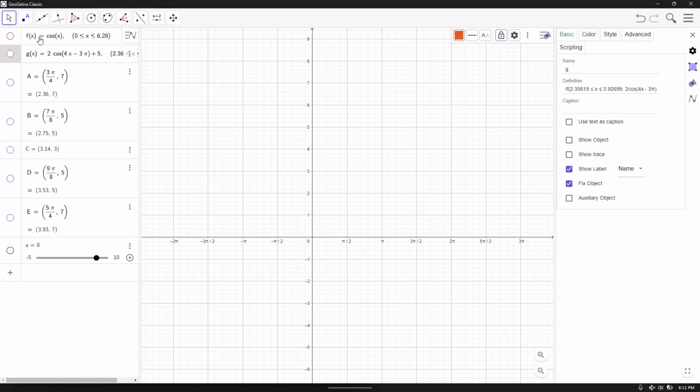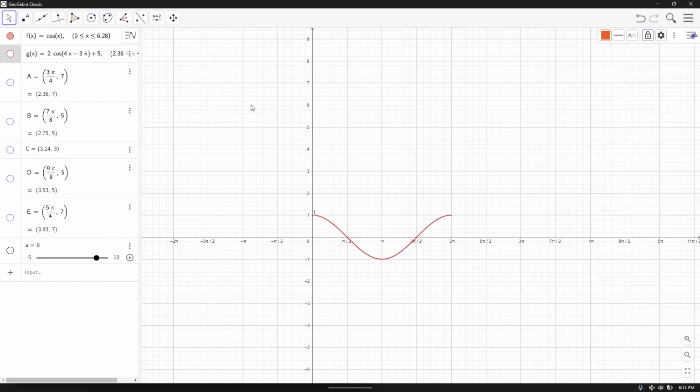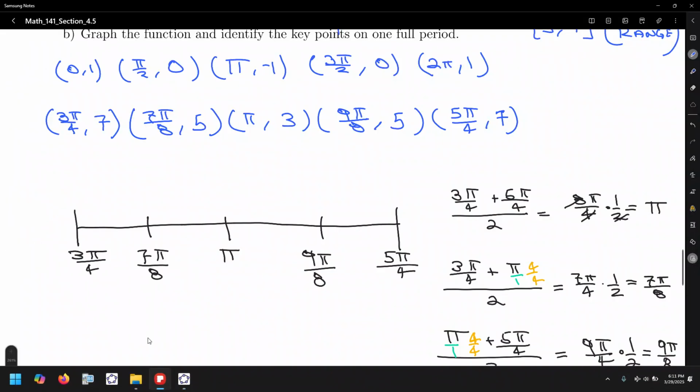So this time I plotted the graph of the cosine function, which is the parent function, but I didn't plot the key points. I think they're easy to see right here. I don't want to type them this time. Let me show you the graph of the function that we just plotted right here: 2 cosine of the quantity 4x minus 3 pi, plus 5. Okay, so the first key point, which was 3 pi over 4 comma 7 from the work we did by hand. All right, is that the same?